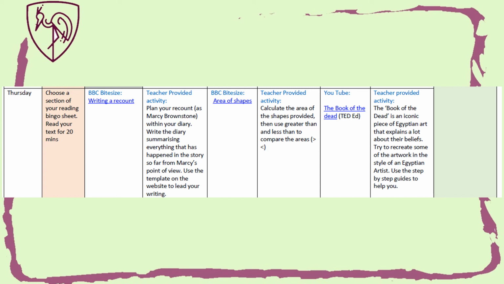For maths, we're going to be looking at area today. After looking at perimeter yesterday, area is another good subject to look at. So hopefully you enjoyed that. And in the afternoon, we're going to look at an iconic piece of art, but also culture, from the ancient Egyptians. It's called the Book of the Dead, and we're going to look a little bit at the history. I've linked in the video for that of the Book of the Dead, and then have a look at some of the artwork that was included in that book. That important document for the Egyptians to do with their beliefs about the afterlife.